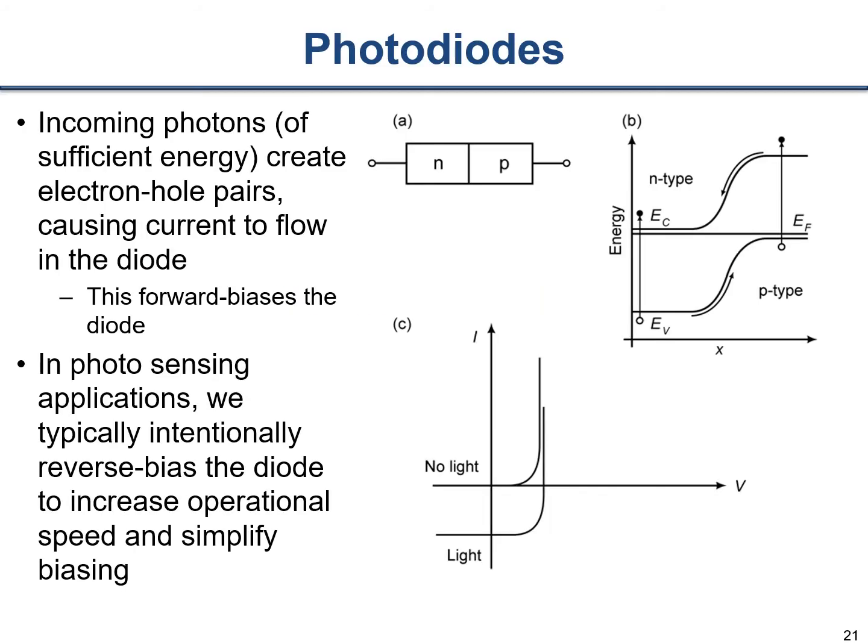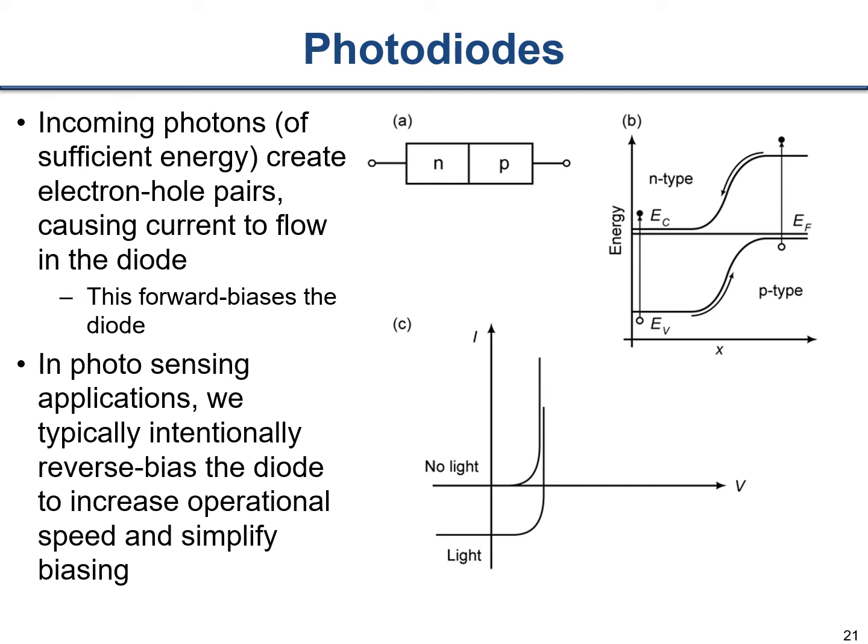So in silicon, we tend to build photoreceptors using what we call photodiodes. The most basic photodiode is just a pn junction. And if an incoming photon hits a pn junction, it creates an electron-hole pair, which causes current to flow in this diode. It'll actually photobias the diode.